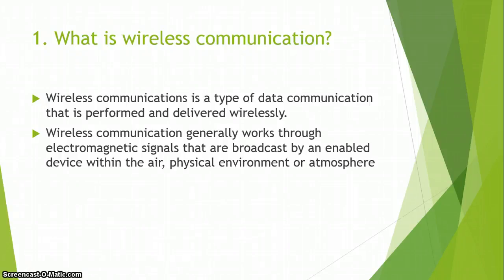Okay, the first question is what is actually wireless communication? Wireless communication is a type of data communication that is performed and delivered wirelessly. It generally works through electromagnetic signals that are broadcast by an enabled device within the air. It is basically a type of communication that allows you to make a communication or data transfer to another user wirelessly. It means it does not use any wire.